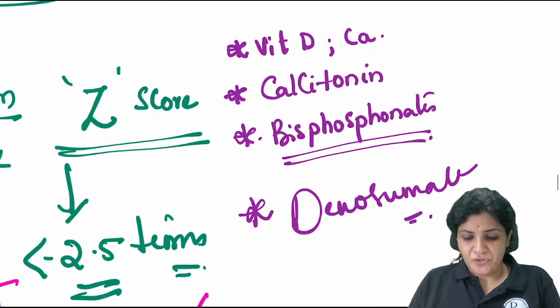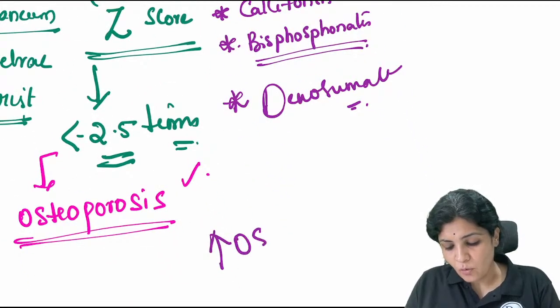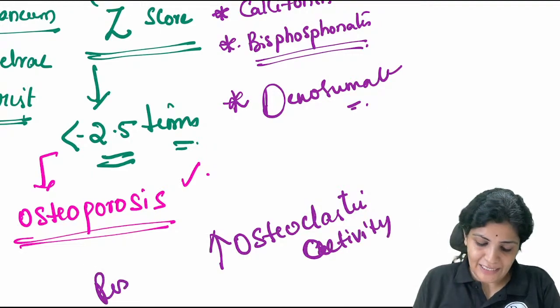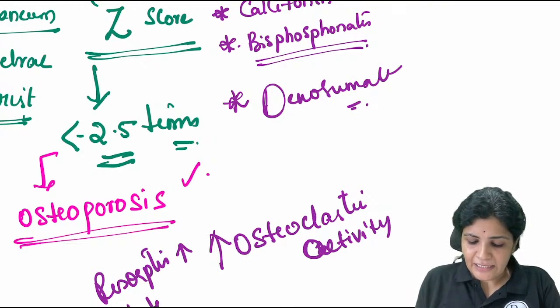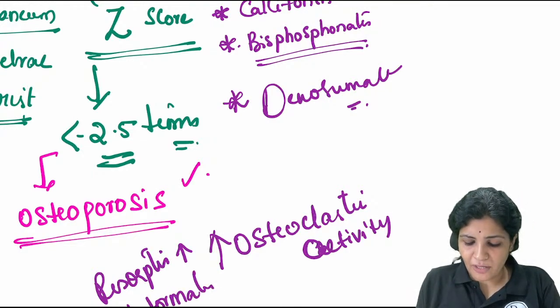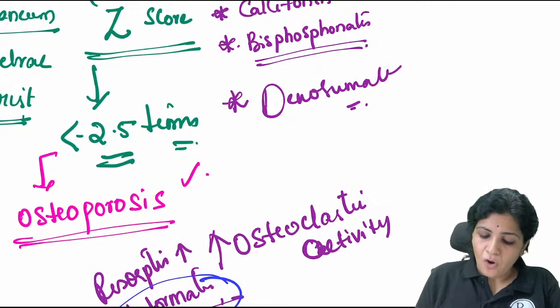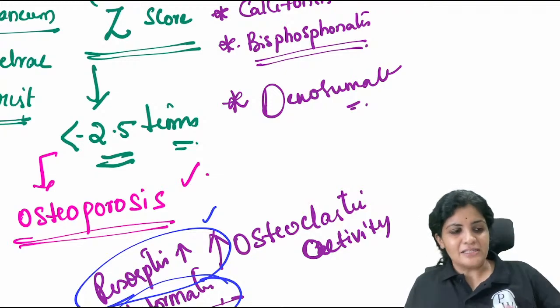Okay, what is osteoporosis? Osteoporosis is a condition where there is an increase in osteoclastic activity. So osteoclastic activity means what is happening? Bone resorption is increasing, right? So there is an increase in the resorption and decrease in the formation. So what you have to do? Now what you do is you try to increase the formation or you try to decrease the resorption. That is the only thing which we can do. So this is what is happening.